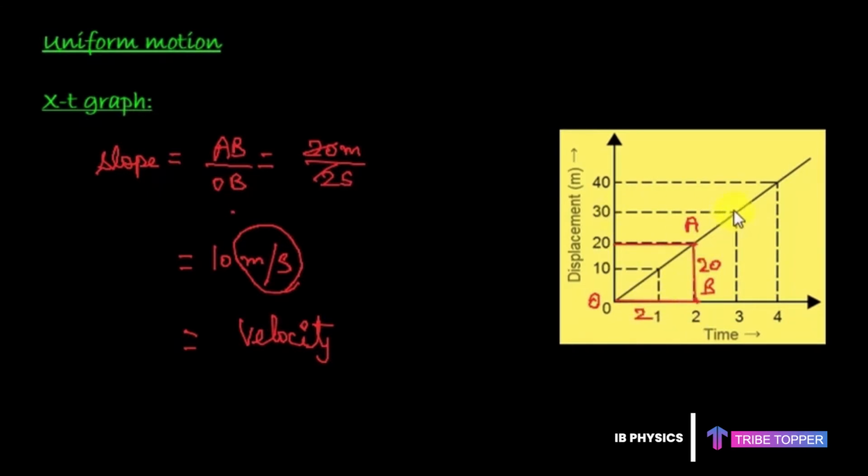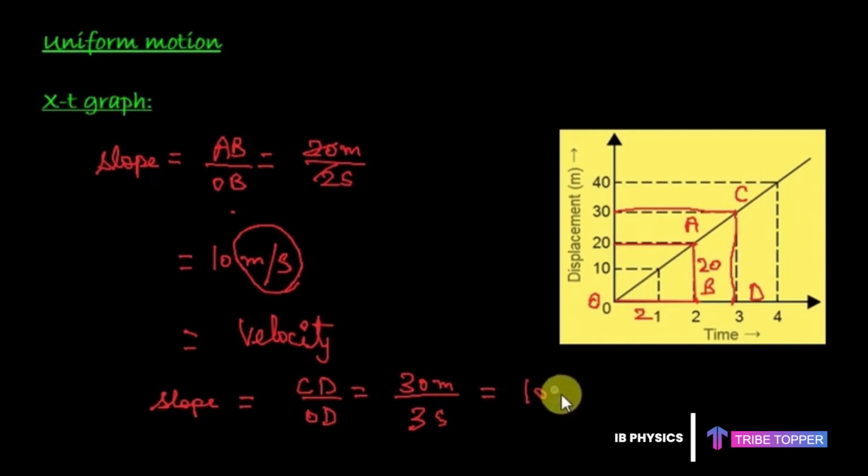You can also find the slope in reference to this point also, if I take this point as C. So OC, and here is D, then the slope would be CD upon OD. So CD is the height now, that is 30 meters, and base is 3 seconds. So again, you would get 10 meters per second. You can find out the slope between any 2 points. You'll always get it as 10 meters per second. So this also tells you that the velocity is constant for this motion.